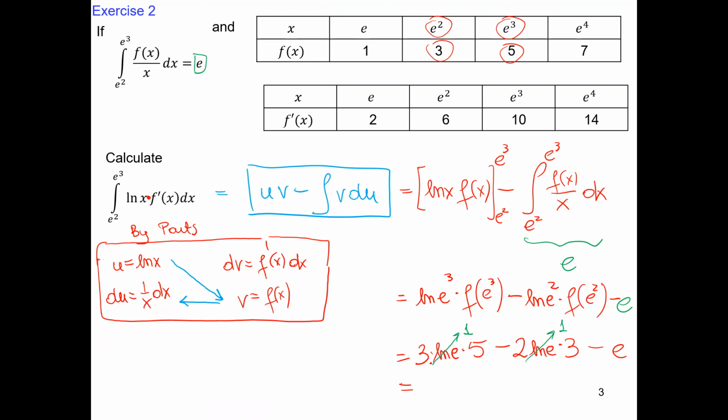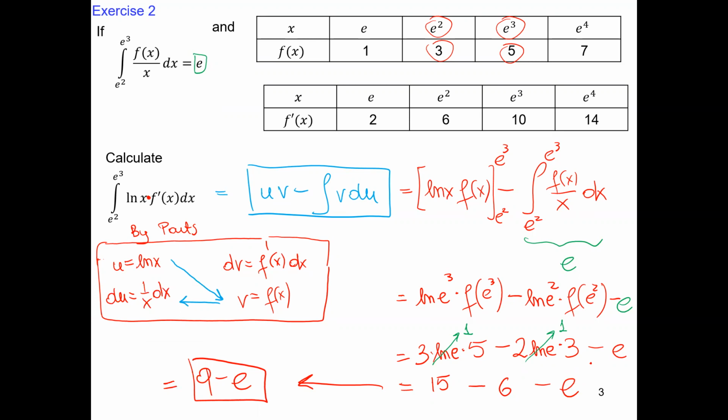3 times 5 is 15. 2 times 3 is 6, minus e. I wish to have room for the final answer, but we can put 9 minus e. This is the final answer: 9 minus e. And of course, we are leaving this in explicit form. Don't worry, we don't have calculators.